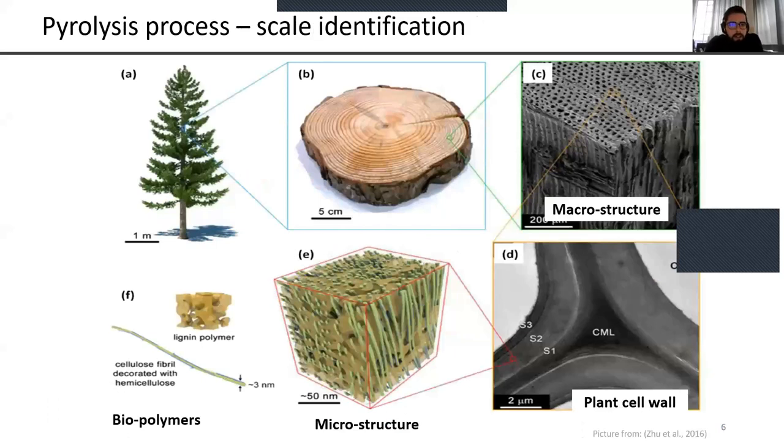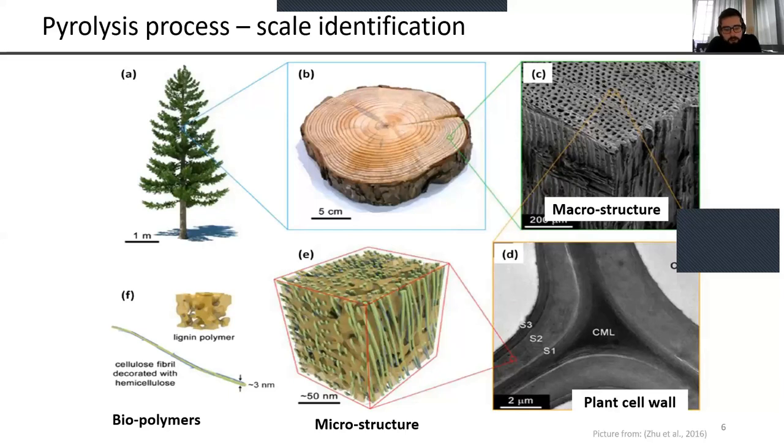Let's identify the scale where the process takes place, so where the pyrolysis process takes place. If we go from the larger to the smaller scale, let's say we process the tree. Then we have a chunk of the tree. If we look at it through an electron microscope, we can see it has a kind of macrostructure. If we enlarge it 100 times, we are able to see the plant cell walls.